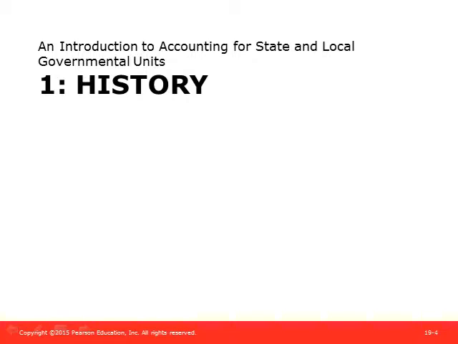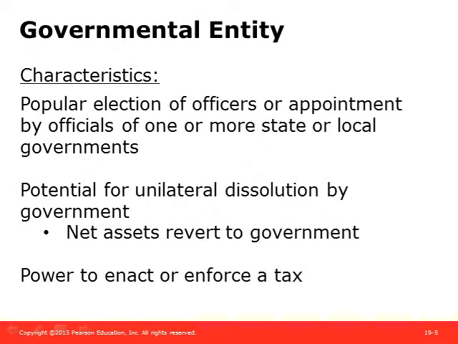A governmental entity is generally created for the administration of public affairs and has one or more of the following characteristics: popular election of officers or appointment of a controlling majority of the members of the organization's governing body by officials of one or more state or local governments; the potential for unilateral dissolution by a government with the net position reverting to the government; and the power to enact and enforce a tax levy. And so again, these are the characteristics of a governmental entity.